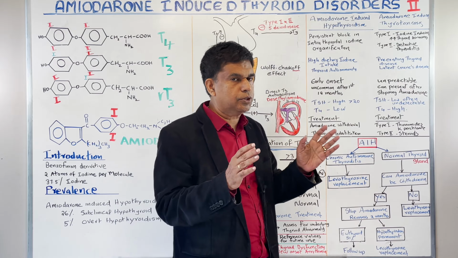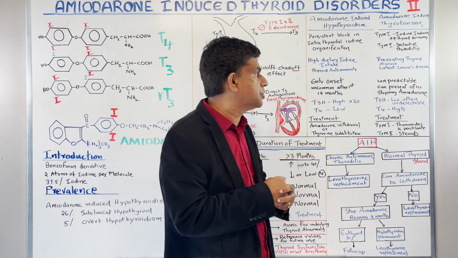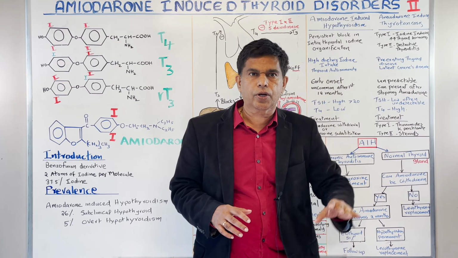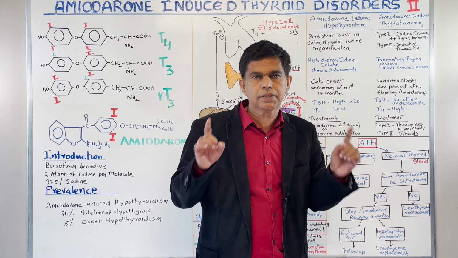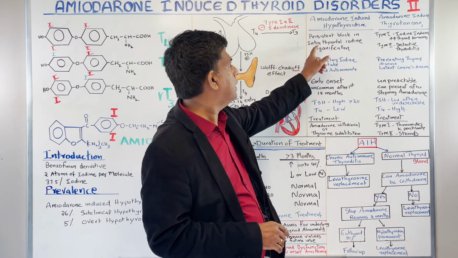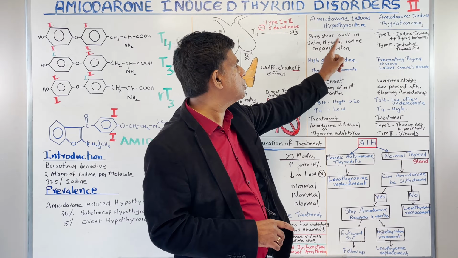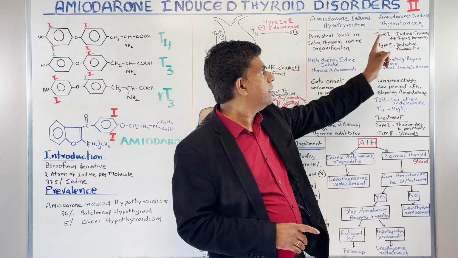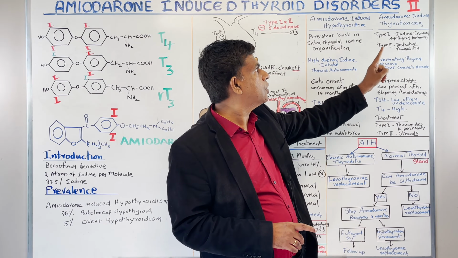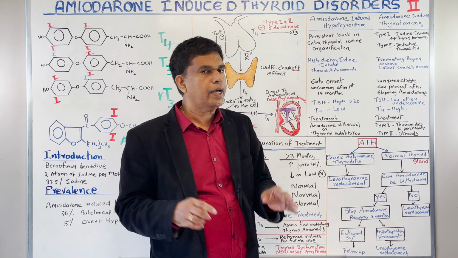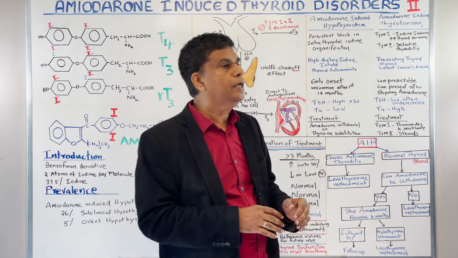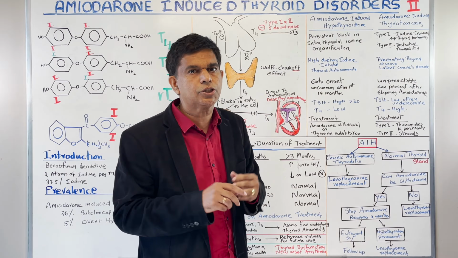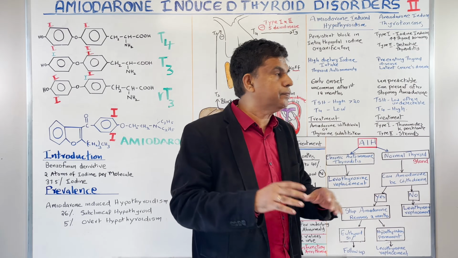Now, let's look at some of the differentiating features between amiodarone-induced hypothyroidism and amiodarone-induced thyrotoxicosis. Good to know. Okay, a comparison of what happens. So what happens in amiodarone-induced hypothyroidism? There's a persistent block in the intrathyroidal iodine organification. But in amiodarone-induced thyrotoxicosis, you have type 1 and type 2. In type 1, iodine-induced, there's an increased hormone synthesis. Okay, in type 2, there is destructive thyroiditis. You have to know the differentiation.